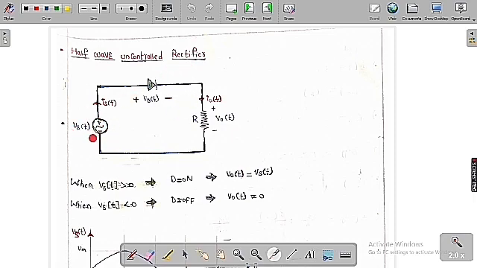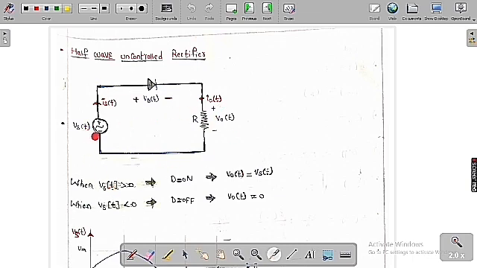Here you can take this as a single phase supply. The supply source is Vs of t, and it is going to deliver a current of Is of t. Here we are going to keep a diode with plus minus Vd of t, an ideal diode we are going to assume, and here we are going to keep a resistor R. The voltage across the resistor R is Vo of t and the current through the load is Io of t. You can see clearly this is the circuit diagram.